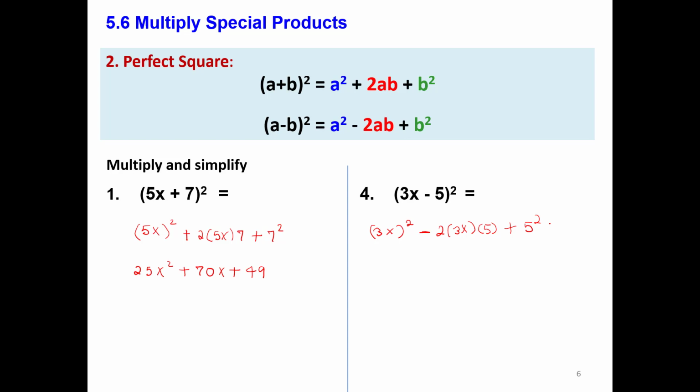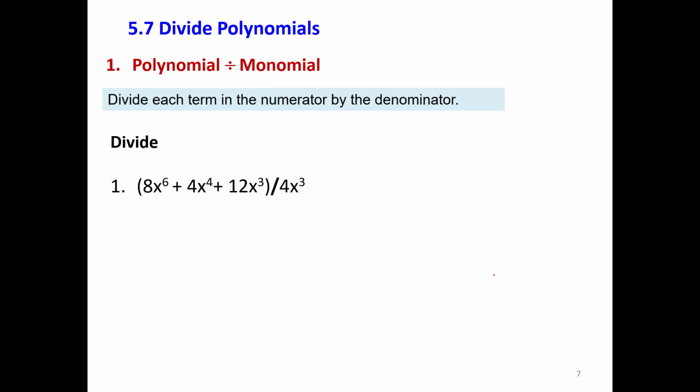And 3x squared will be 3 times 3 is 9x squared. 2 times 3 is 6, 6 times 5 is 30x, plus 25. And this is how we can apply the rules to solve special products in an easier way. And now let's move to the next section, which is division of polynomials.